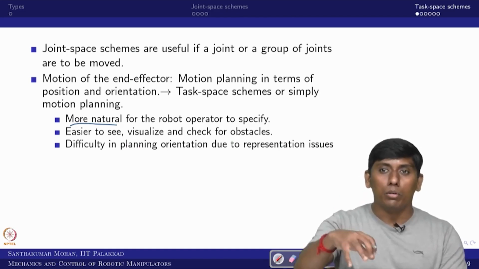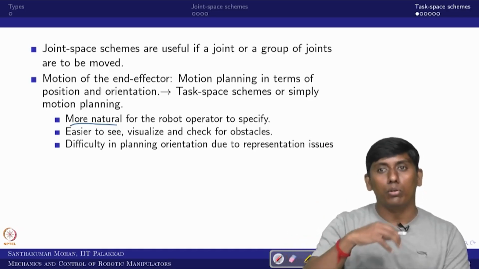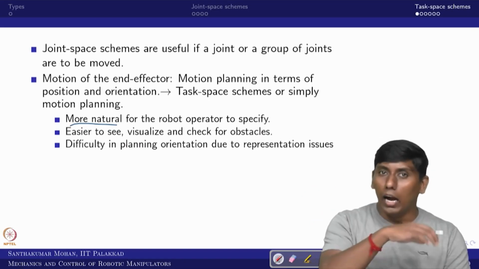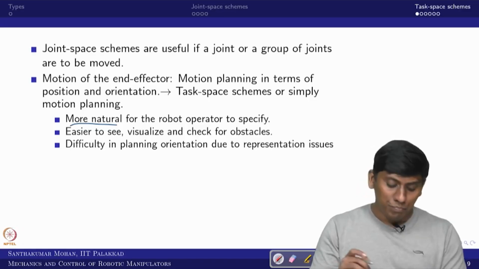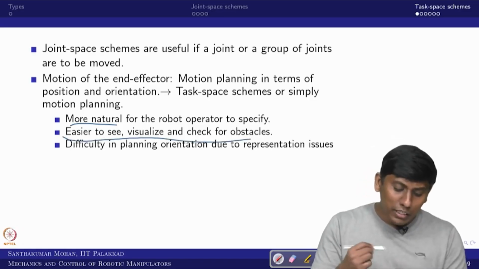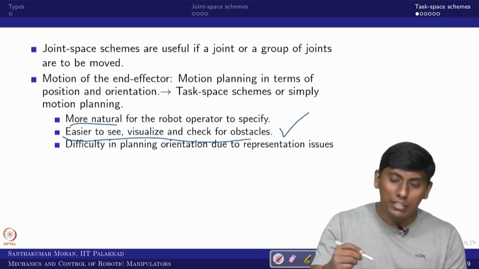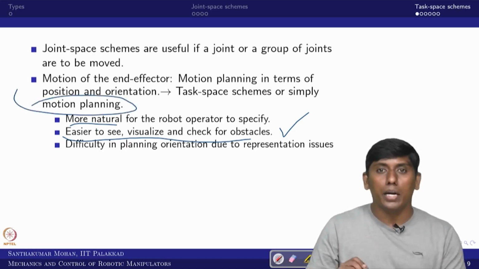For example, I want to pick this and place it here, which is very natural to follow. But if I do the same thing through inverse kinematics and try to make a joint space scheme, that is somewhat unrealizable. Further, it is much easier to visualize and realize, and even checking for obstacles is easy. That's why we say this is closer to motion planning.